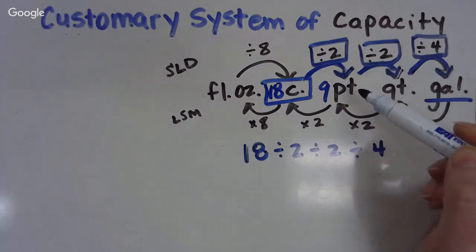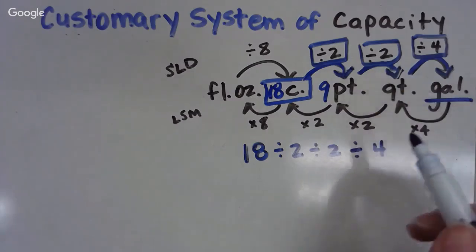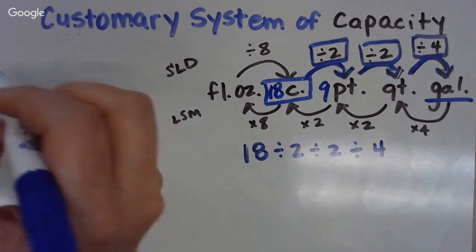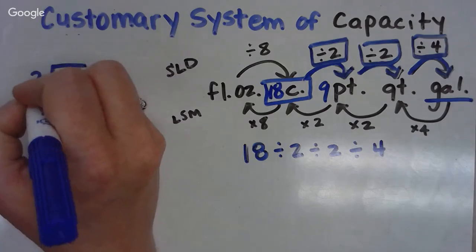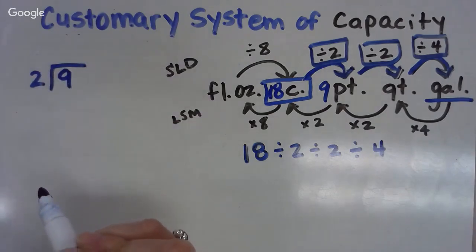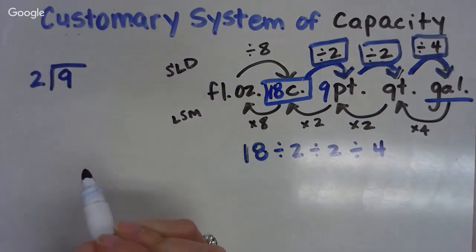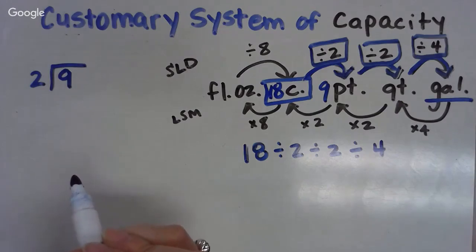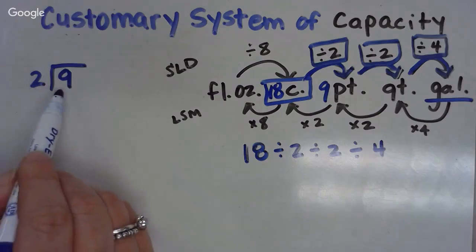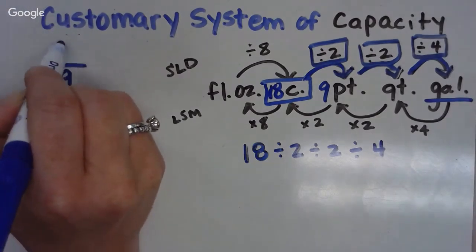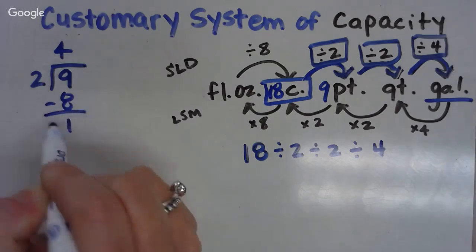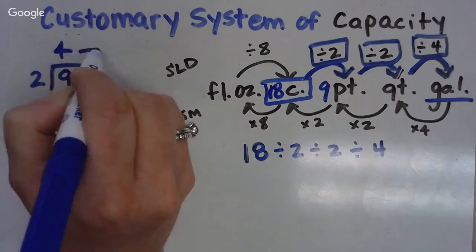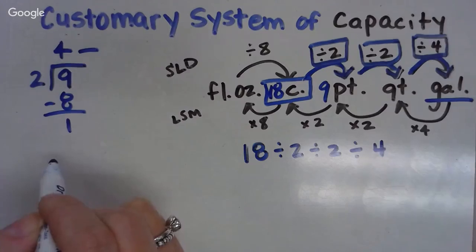Now 9 does not divide by 2 evenly, so this is a good opportunity to practice utilizing our discussion on sharing the remainder, using the remainder to create a fraction, which is a good part of our 5th grade math division standards. So we know that 2 goes into 9 4 times. 4 times 2 gives us 8. Our remainder is 1. Now we can utilize that remainder and turn this into a fraction.